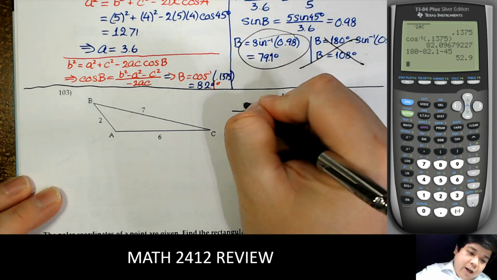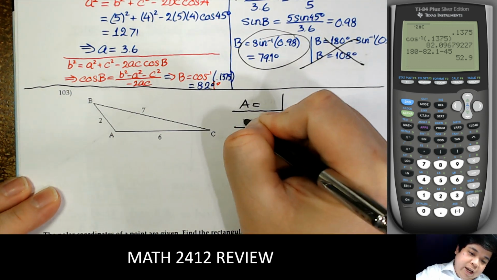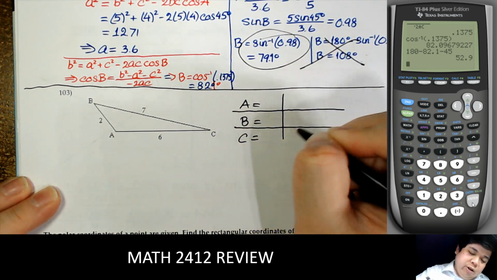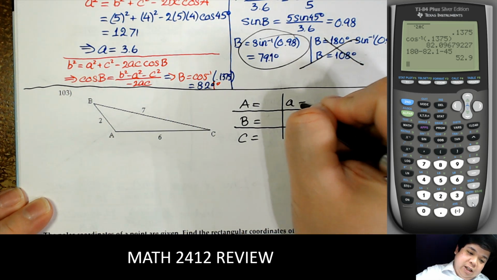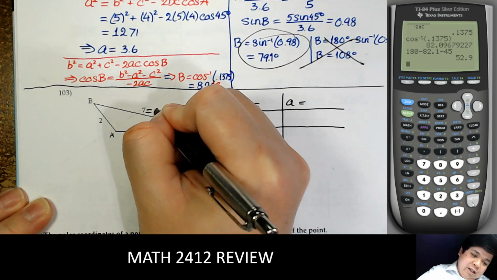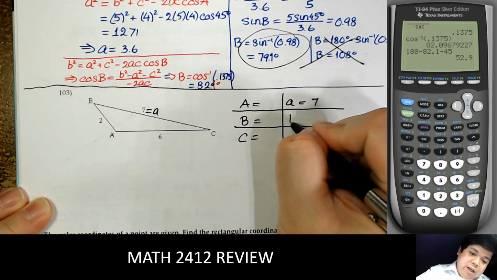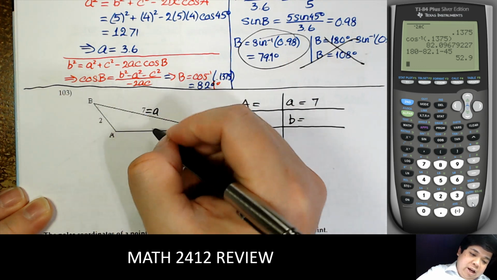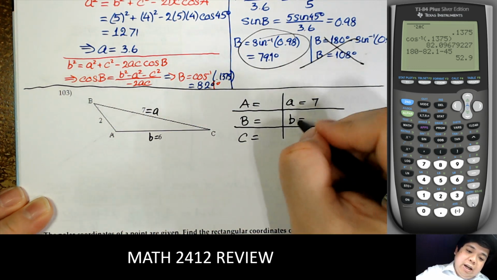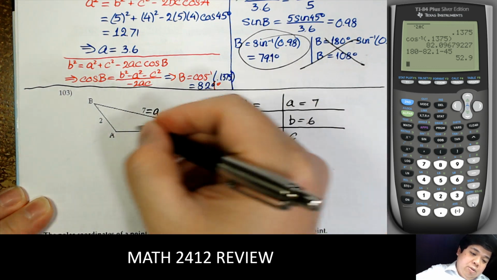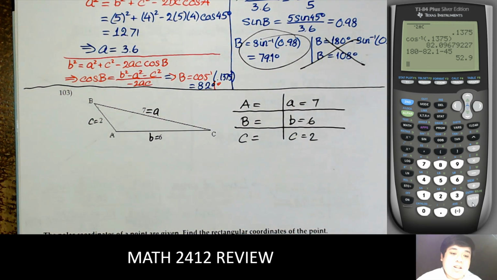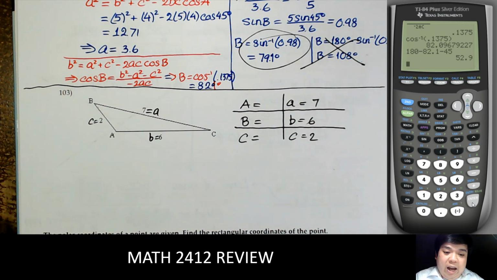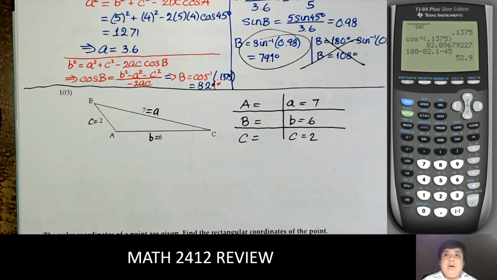Right. Angle A we don't know. Angle B we don't know. Angle C we don't know. Little a, opposite from angle A, is 7. Little b is opposite from angle B, and little c opposite to angle C. So we have all the sides. We just need to find the angles. So I'll just use the law of cosines to find the angles.